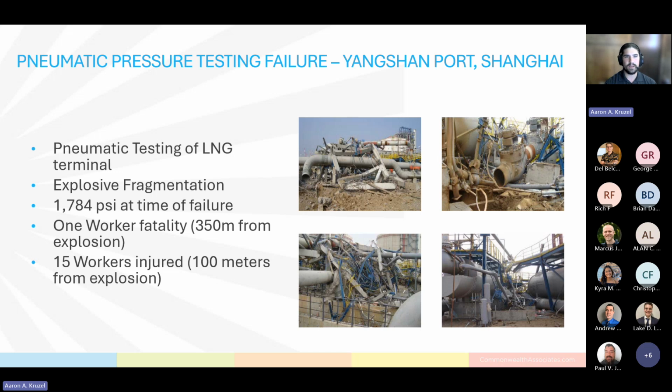So just be aware that if you sign off on a pneumatic test or there's debate on it, this is something to be considered. Not that it should never be used, but that it should be used sparingly and with constraint and caution. So that is my safety moment.